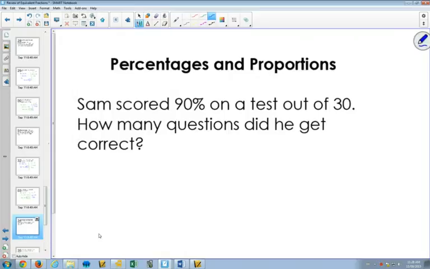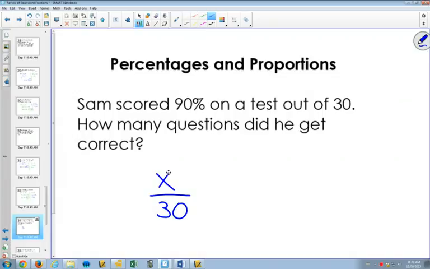So what we're going to set up here is a proportion. We're going to start with what we don't know. And in algebra, we usually use x if we don't know something. So we don't know what he got out of 30. So we write that as a proportion. We don't know what score he got out of 30. We do know that he got 90%.